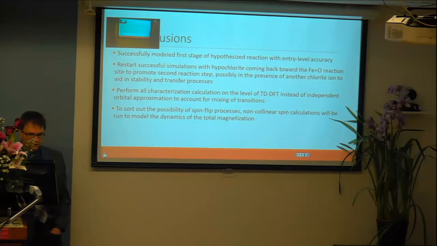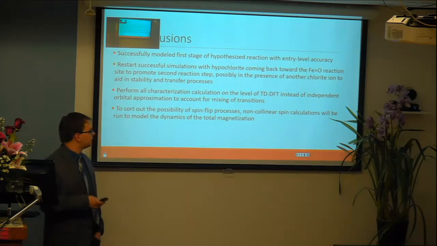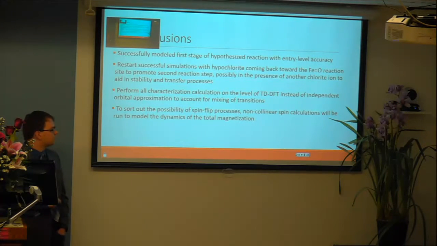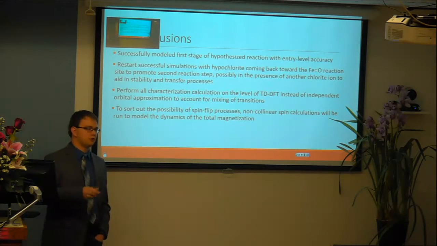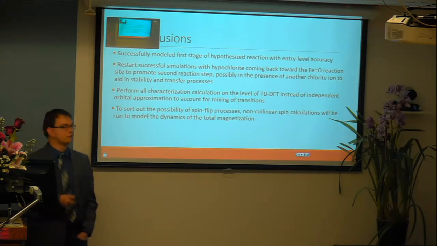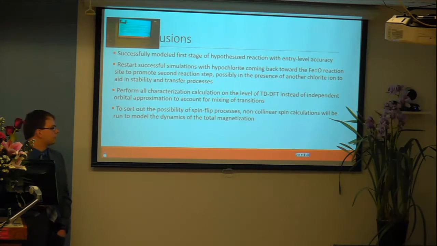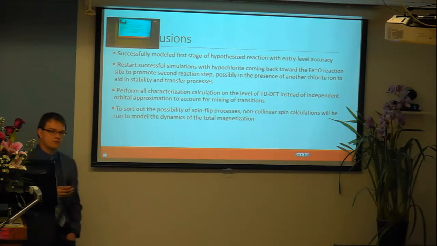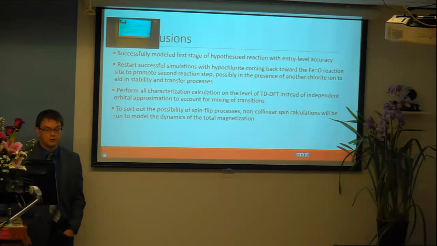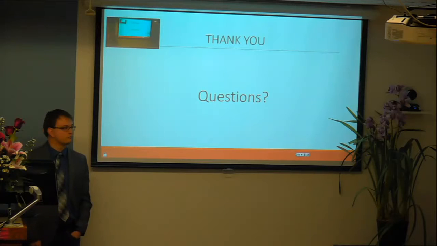To sort out the possibility of spin flip processes is also very interesting for this reaction, because in any transition metal, of course, you can go high spin, low spin. You can use non-collinear spin calculations, which are much more expensive, but allow for a time-dependent magnetization vector, which might be very interesting to look at as well. So that concludes my talk.